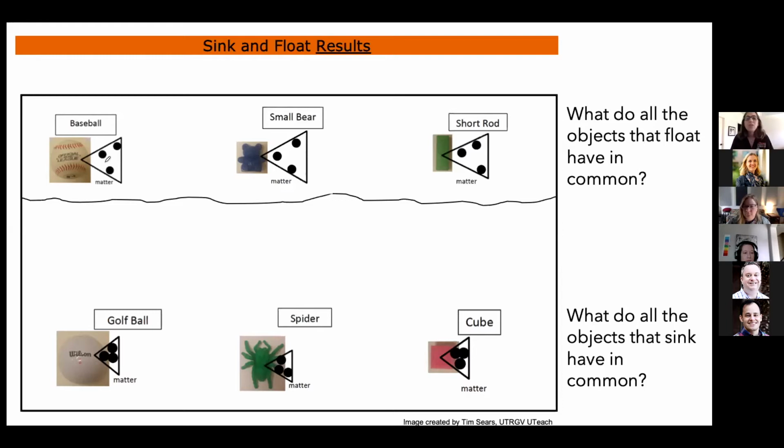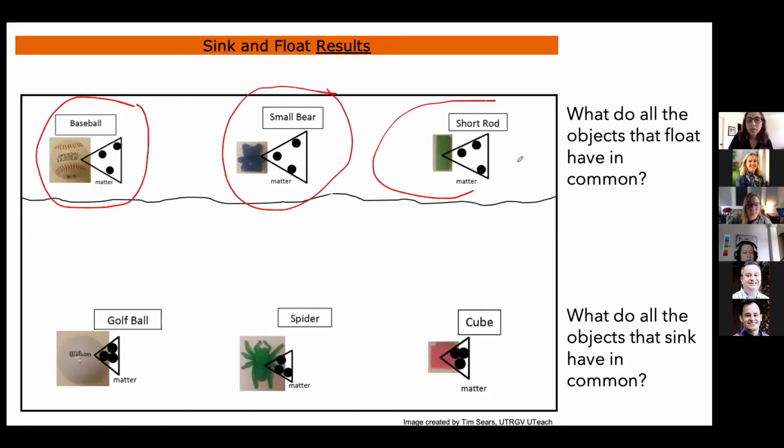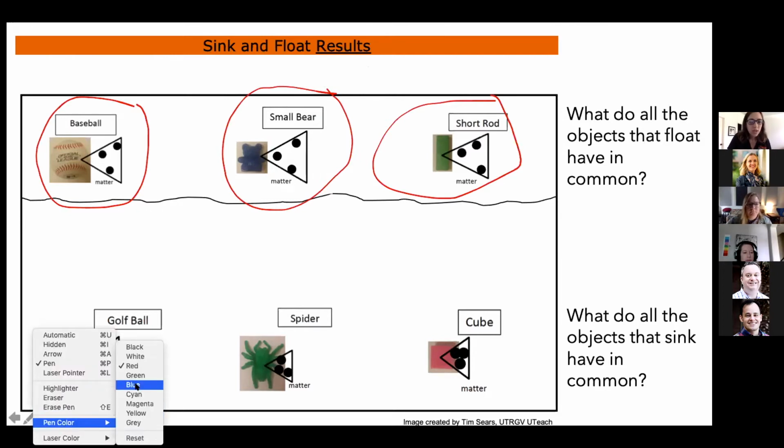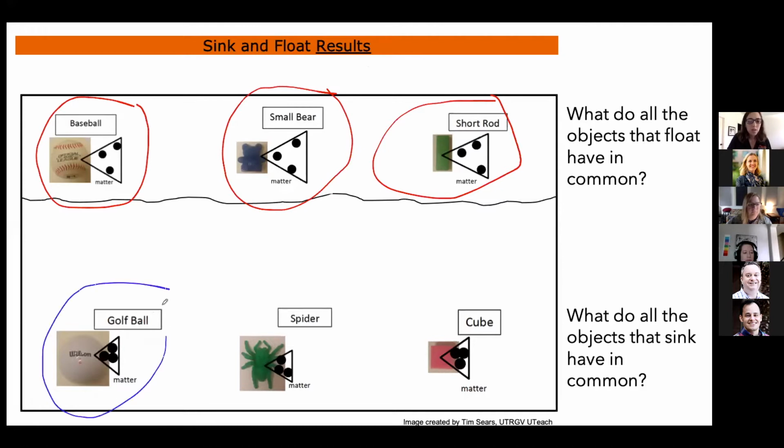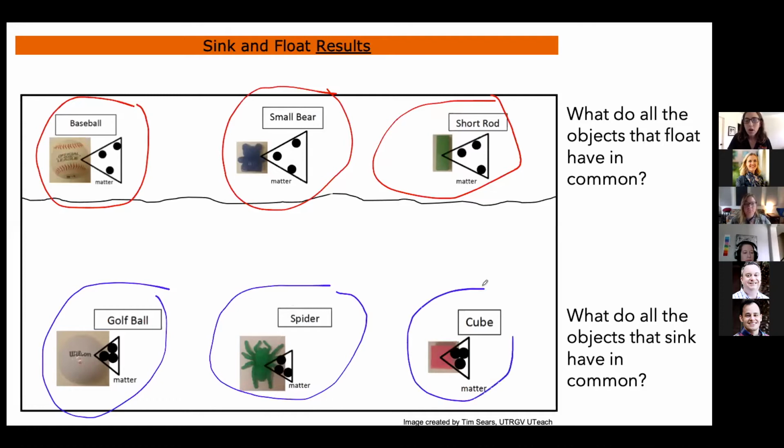Probably not. So what I did here instead is I actually made the map that you're seeing with the answers. These are the answers from the lab, already done. Hand it to the students. As you can see right here, the ones in red were the ones that float. So that would be the baseball, the small bear, and the short rod. I'm going to try to change my pen color here. And the ones in blue, the golf ball, the spider, and the cube, all sink. So there they are. There are the answers.